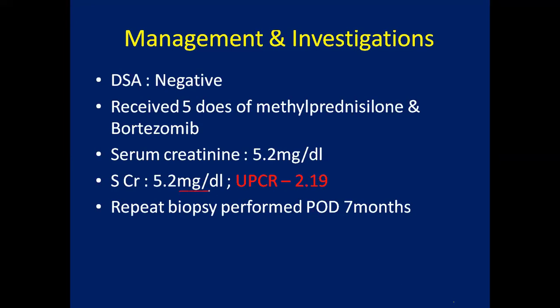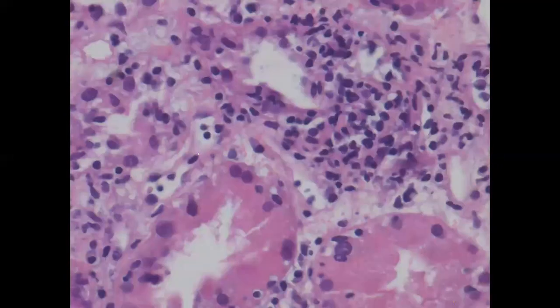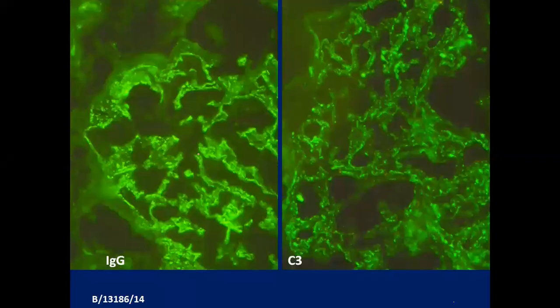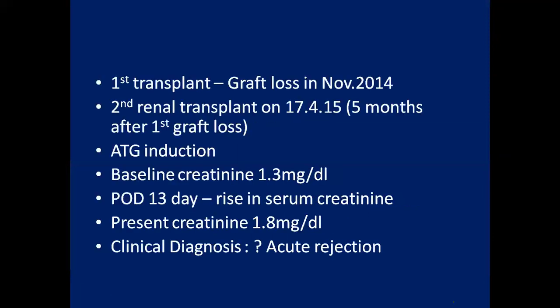So serum creatinine was 5.2 and UPCR was 2.19. A repeat biopsy was done at 7 months, and it again showed a similar kind of infiltrate. There was inflammation with no significant reduction, and the plasma cells were still persisting. But the intensity of IgG staining in the glomerular capillary loops increased significantly. So we labeled it at POD 7 months also as ACR Banff 1A, and there was MGN, recurrent or de novo.